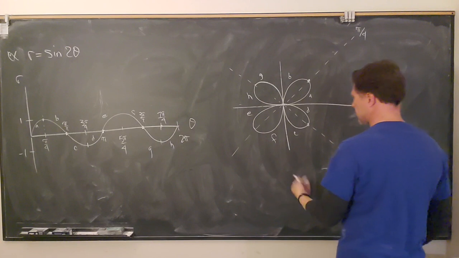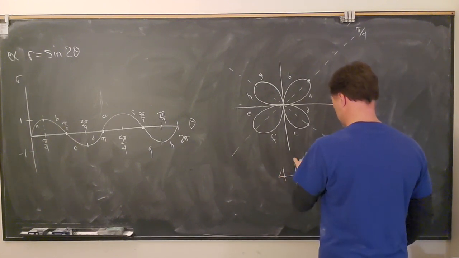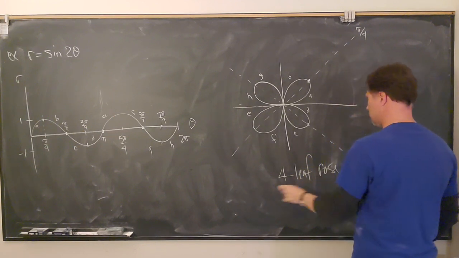This one has a name. It looks like a four-leaf clover. They call it a four-leaf rose. So four-leaf rose.